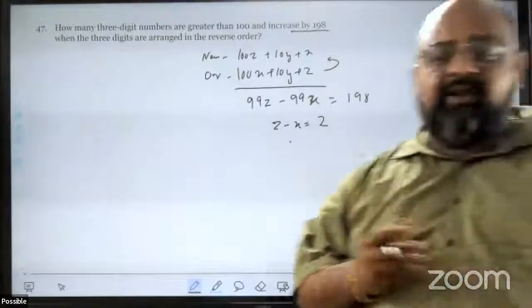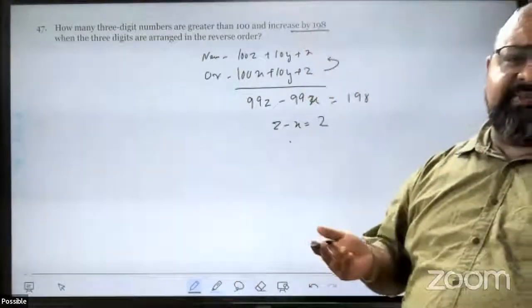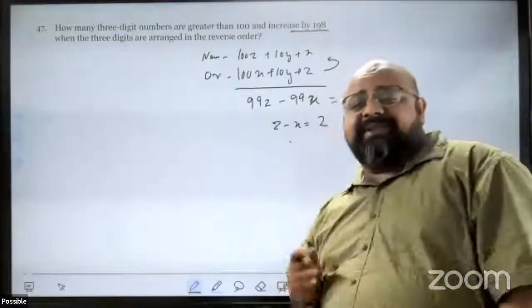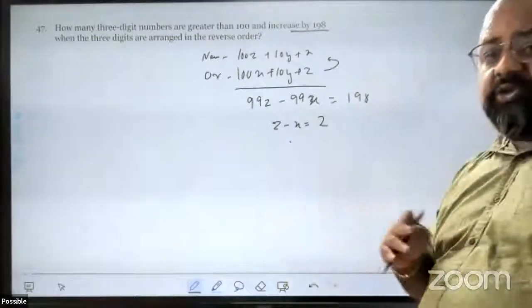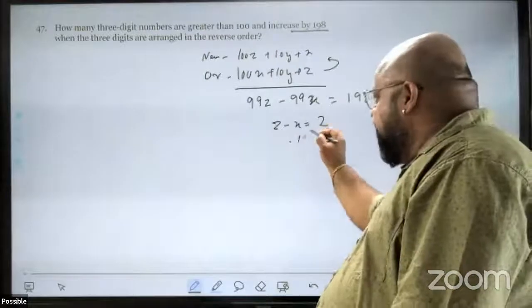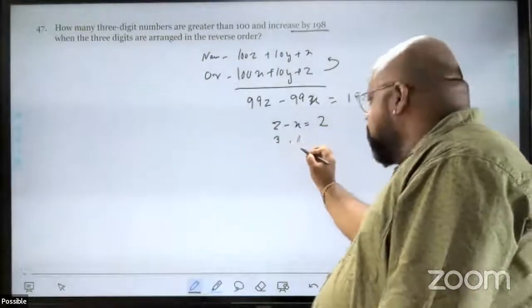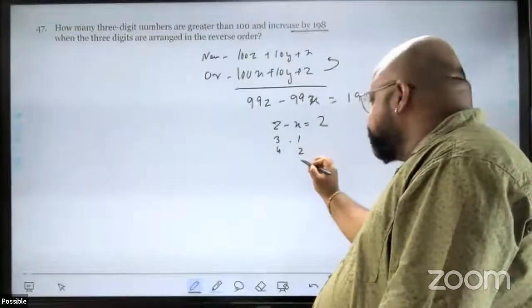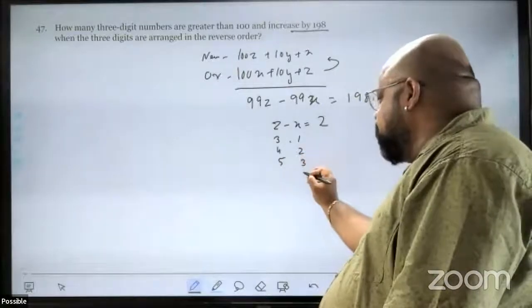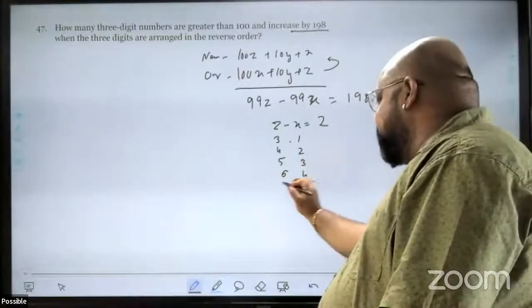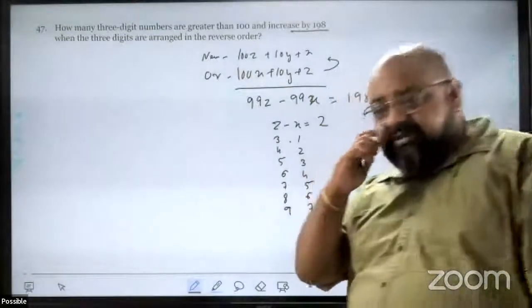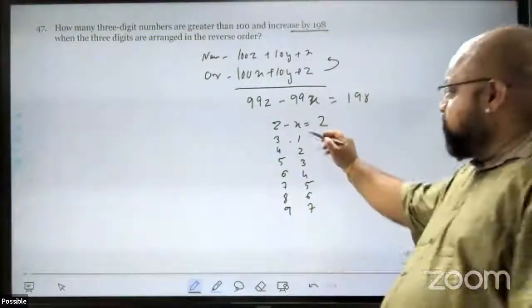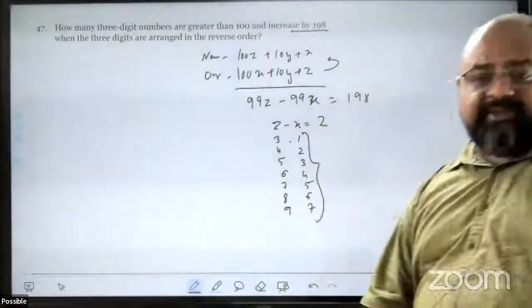So from here I can find out the number of cases possible, because the original number is greater than 100, x has to be a value that is at least 1. So the number of solutions possible for z and x will be, x being 1 would mean z is 3, 2 and 4, 3 and 5, a difference of 2, 4 and 6, 5 and 7, 6 and 8, 7 and 9. Beyond this, z becomes a 2-digit number, which is not possible. So 7 solutions possible for z and x, right?